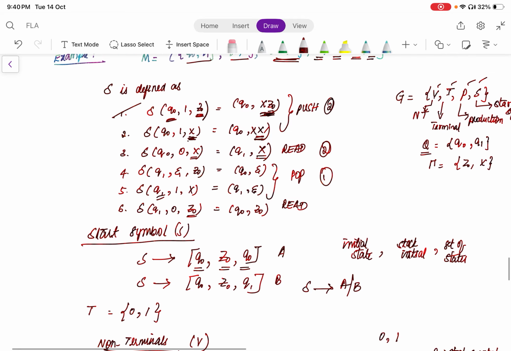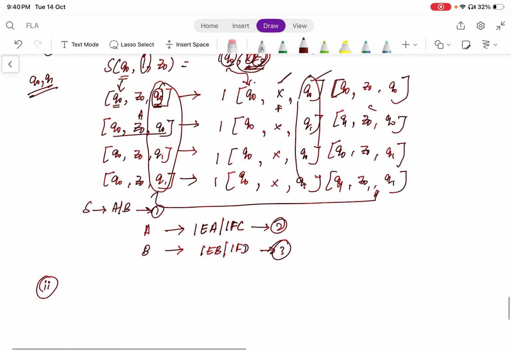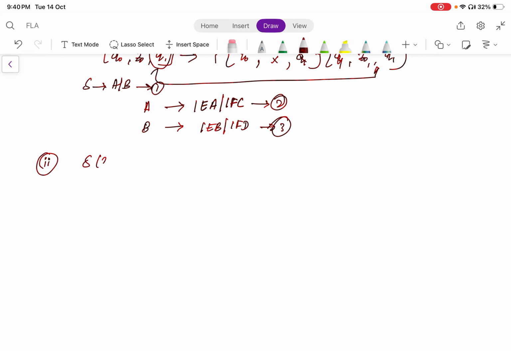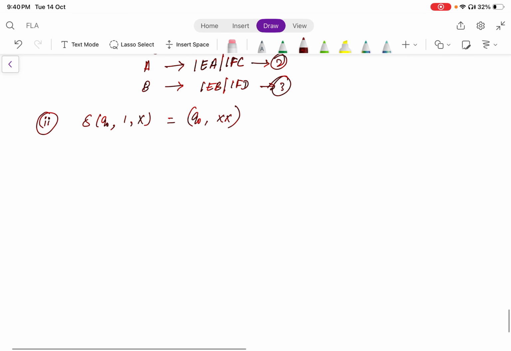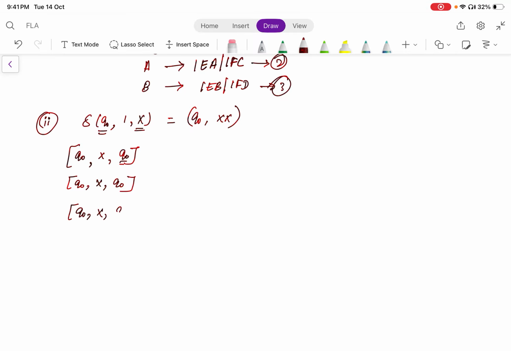What is the second push transition? This one, right? It is delta of q0 comma 1 comma X equal to q0 comma XX. So how will you write it? First, it is the given state, q0, comma the stack symbol. What is the stack symbol here? X, comma q0. This one is your set of states, and the first state in the set is q0, so first I have written q0. For a push operation, you have to repeat the rule again. This is for q0 and we are writing again for q1.